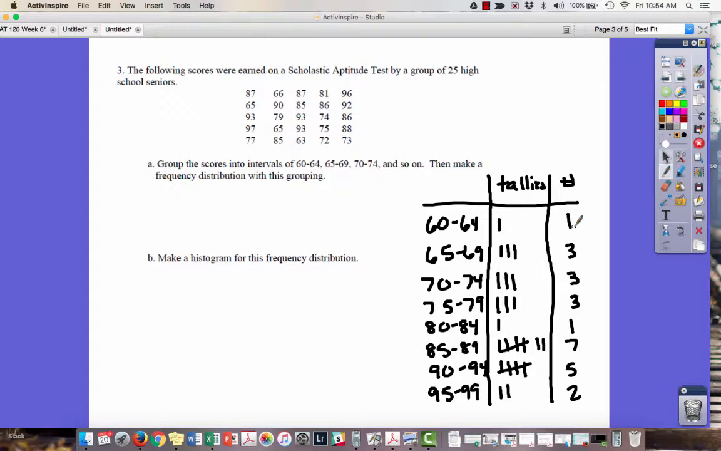So all I'm doing there is just making sure that my numbers add up to the 25 because I know there's 25 numbers here. It tells me that. And I want to make sure I didn't miss anything. So this is the first one.